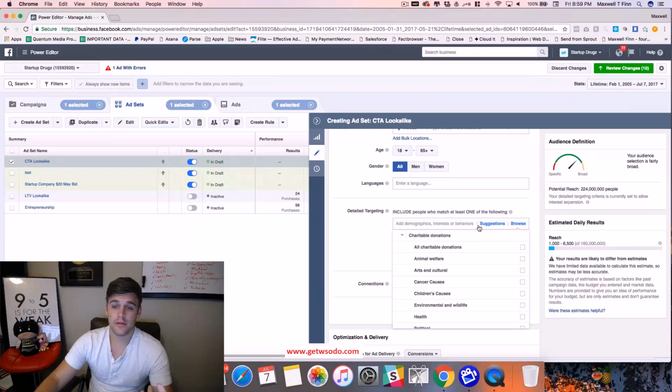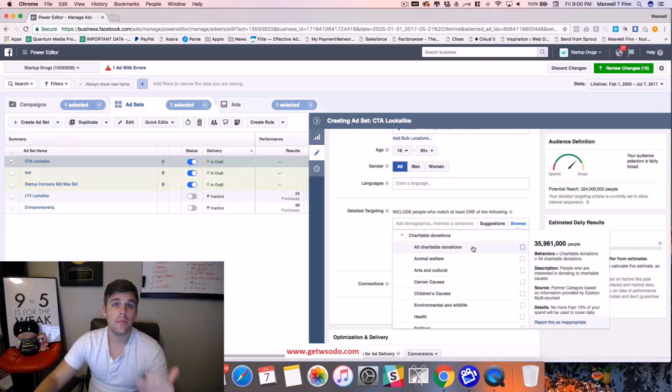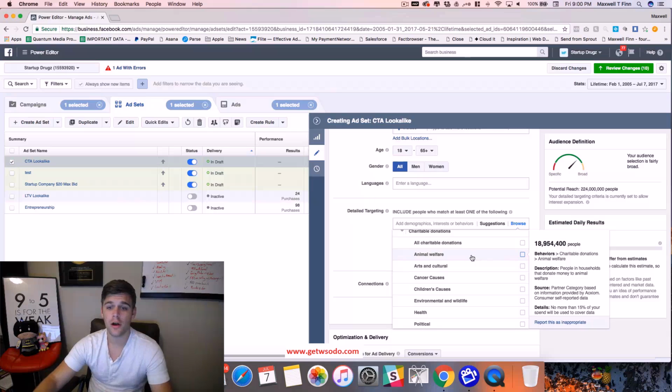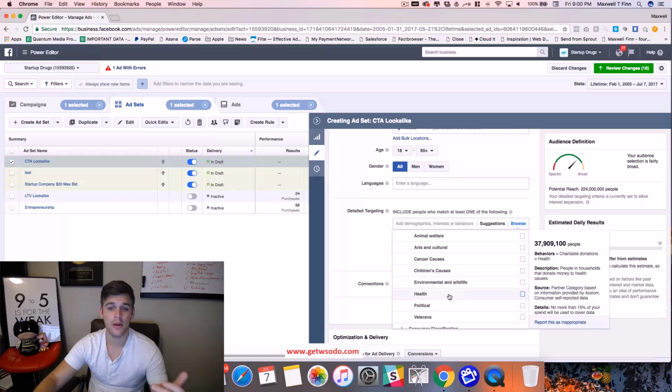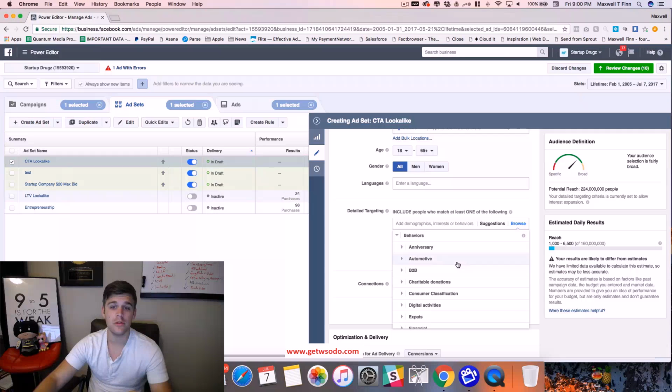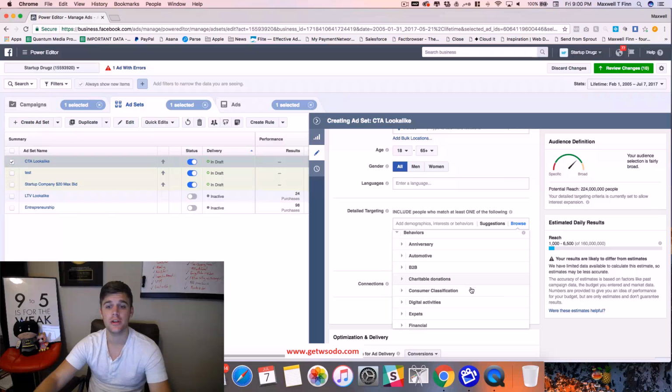Charitable donations. This is great if you're a nonprofit, if you're a B Corp, or you have that angle of some social giving, you're a cause-giving type company. This is really great because now I can come in here and see not only do these people make donations, but what causes do they donate to? Do they donate to arts and culture, animal welfare, health, politics, environment, children's causes, cancer, veterans, politics? Huge targeting option here for charitable donations.